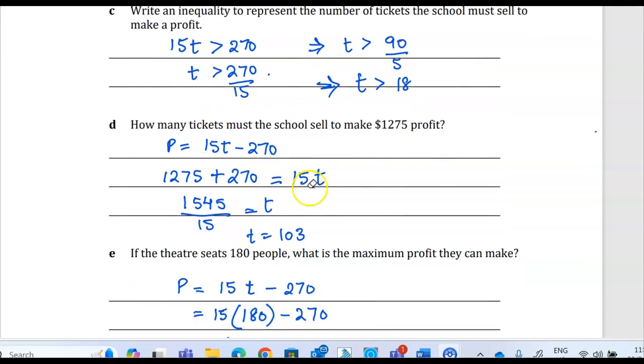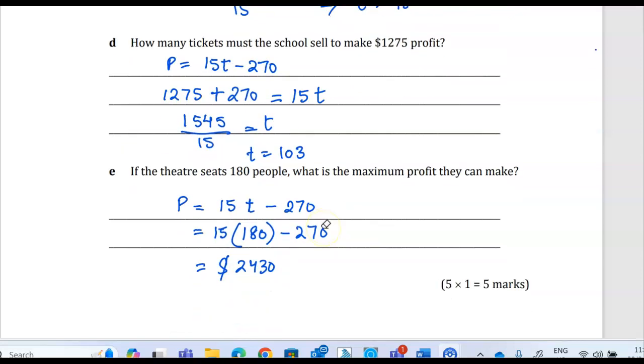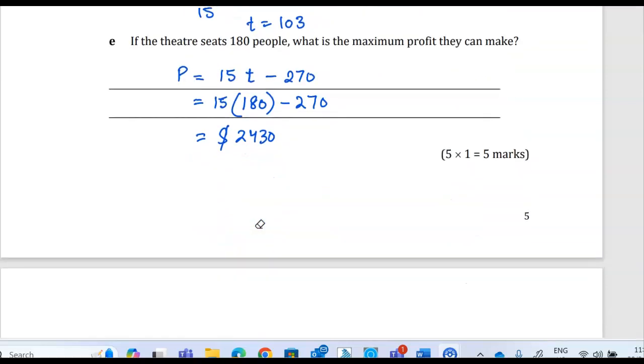Okay, let's look at the next question. Again, how many tickets must the school sell to make this much profit? So I've put the value of profit and then I've just solved the equation to get T. If the theater seats 180 people, what is the maximum profit? That means all the tickets are sold and there are 180 tickets. So that's the profit. I'm just substituting in the equation and then calculating.